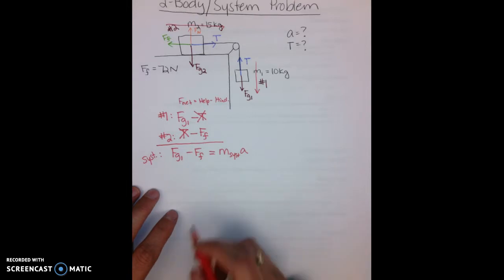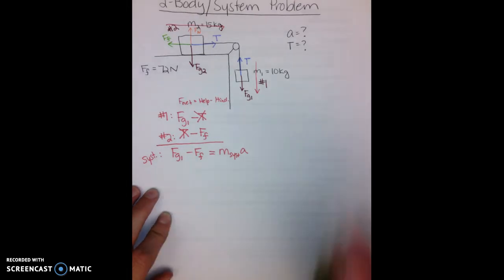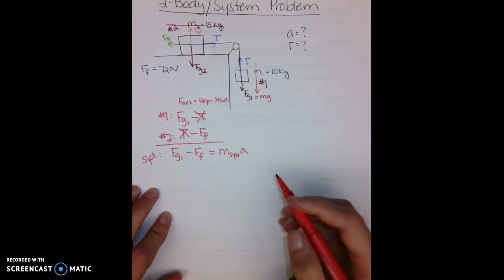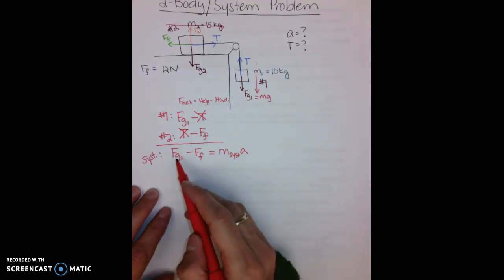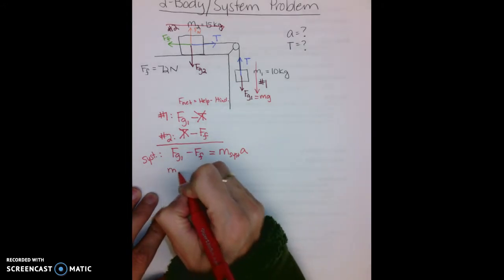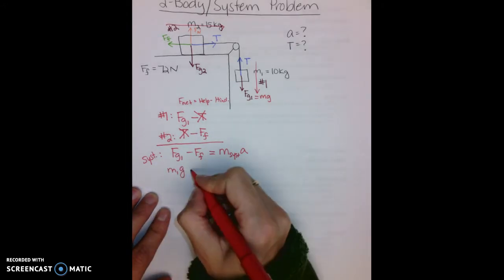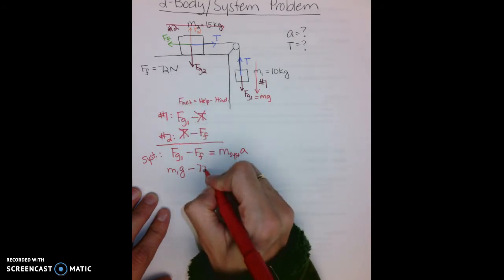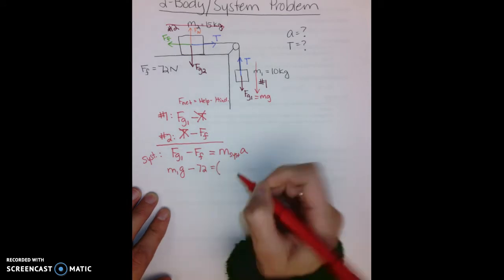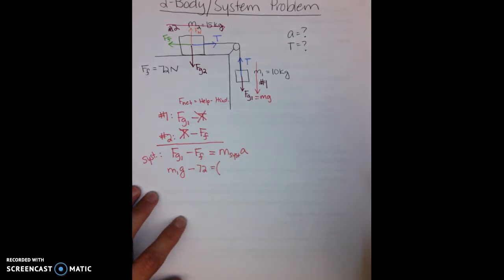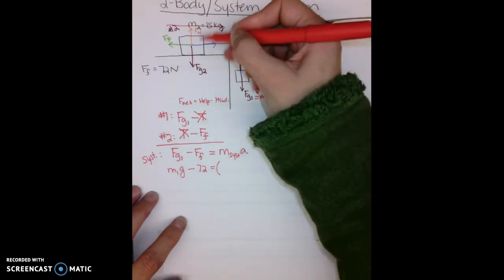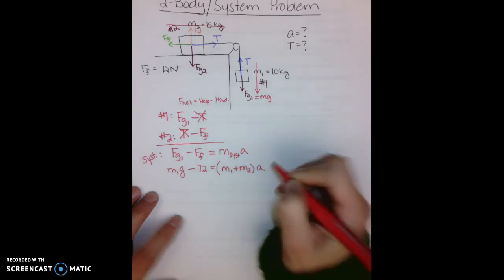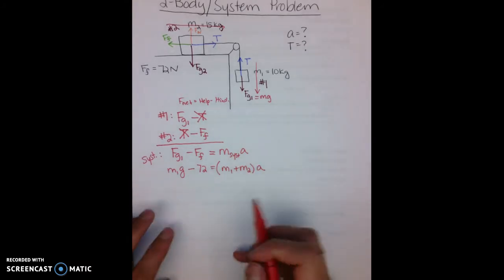All right, so here we go. Let's solve for a. Well, how do I find Fg? Remember that Fg is equal to mass times the acceleration of gravity. And so Fg in this case is going to be m1 times g, and my force of friction here is 72 newtons. And then my mass of the system, that's the sum of all the masses. Well, I have m1 plus m2 times the acceleration.